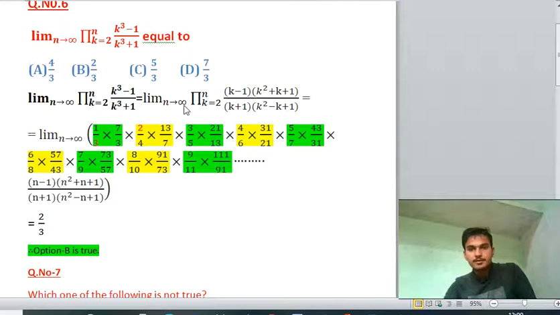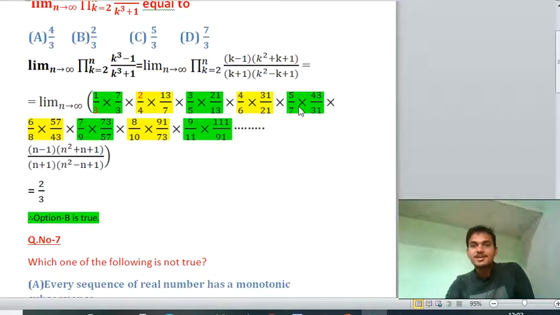Here we will apply the a cube minus b cube identity and the a cube plus b cube identity. By applying these identities we can get k minus 1 into k square plus k plus 1, and k plus 1 into k square minus k plus 1. So here we have to find out the limit as n tends to infinity of the product, k equal to 2 to n, of this.